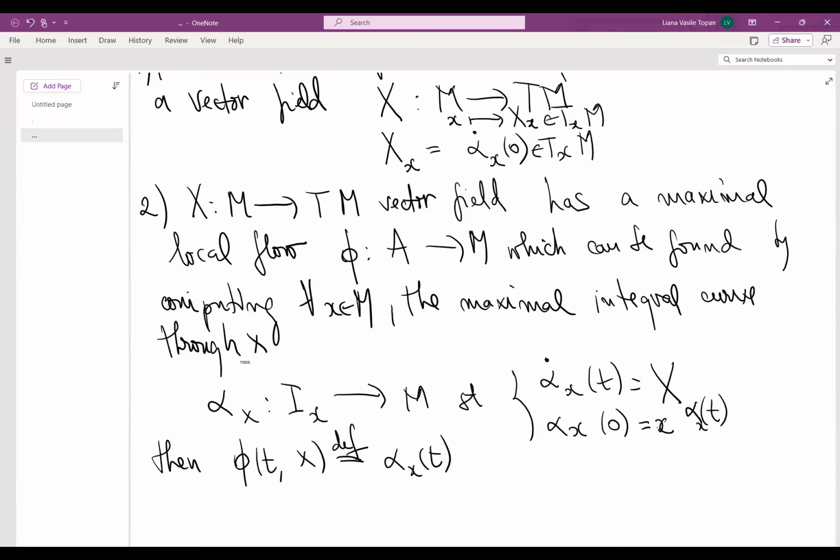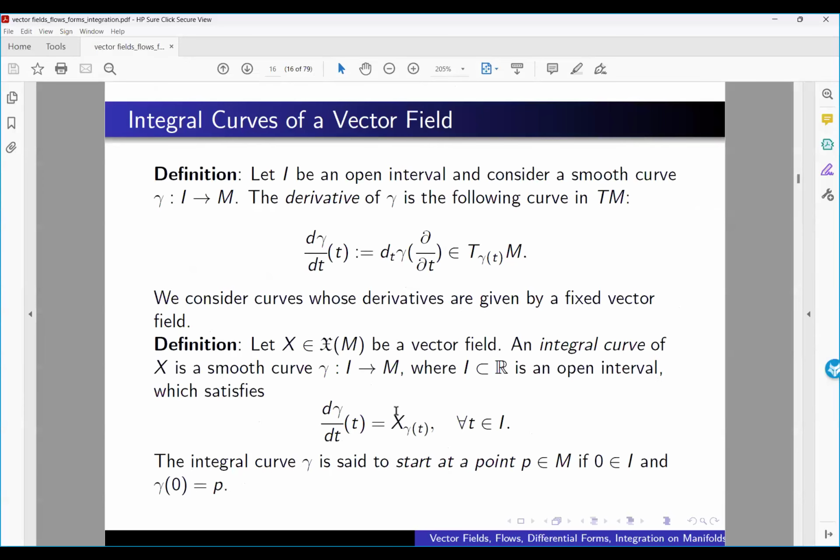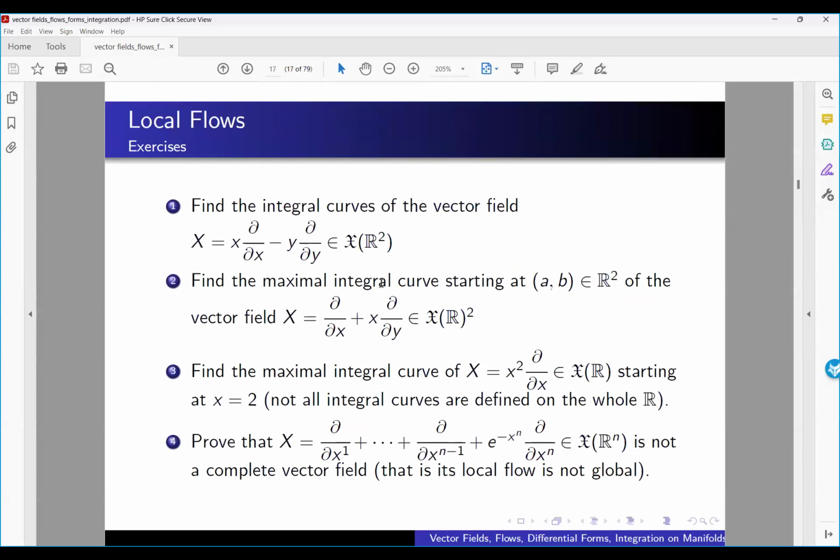So let me look at these examples here. What I wrote here is what I'm explaining on this part. I'm defining the derivative, but you will see in the example, this is the easiest way. So let's start with the first one and find some integral curves. So we take some examples here. I'm going to a white page.